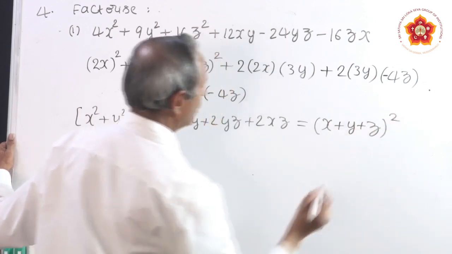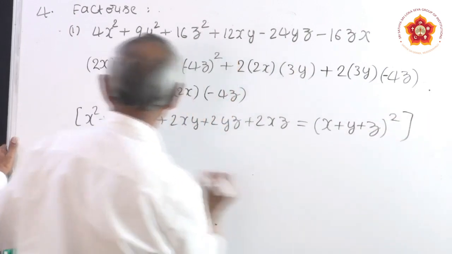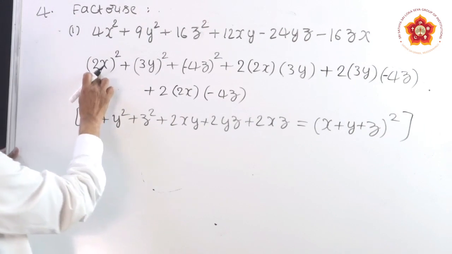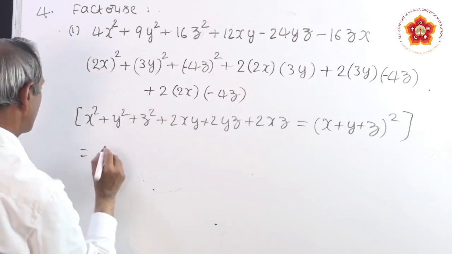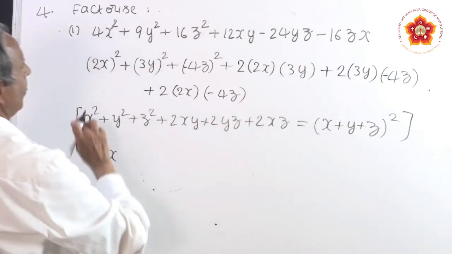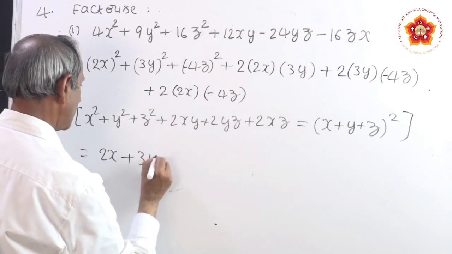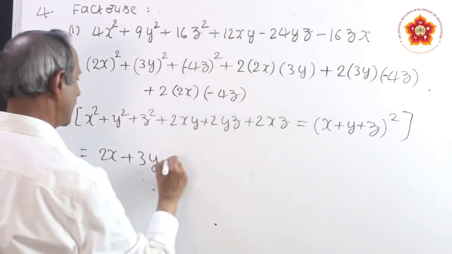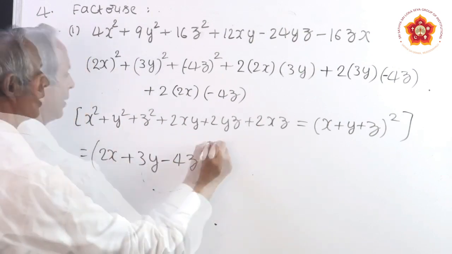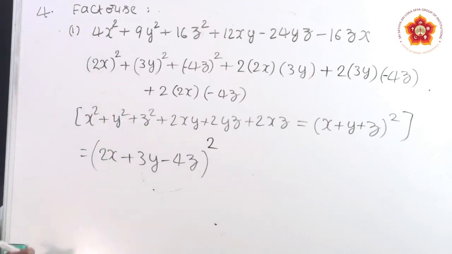Now we are using this identity. Therefore here in the place of x, 2x is there, therefore this becomes 2x. In the place of y, here 3y is there, write 3y. In the place of z, minus 4z is there, write minus 4z, then write it as whole square. Now this is the factorization of the given algebraic expression.